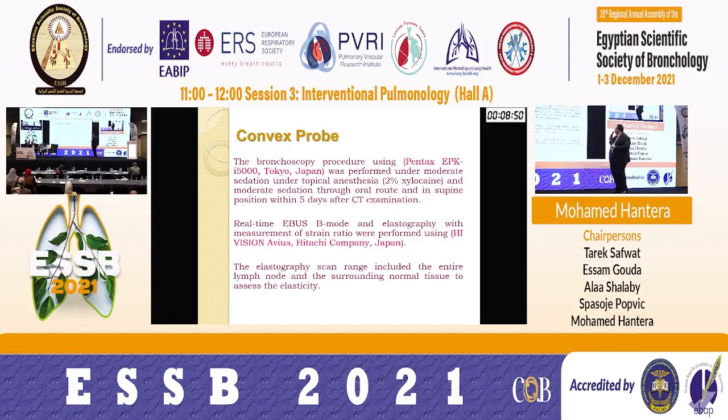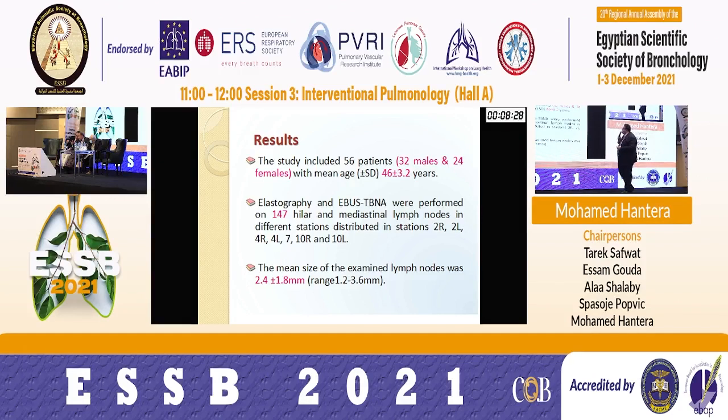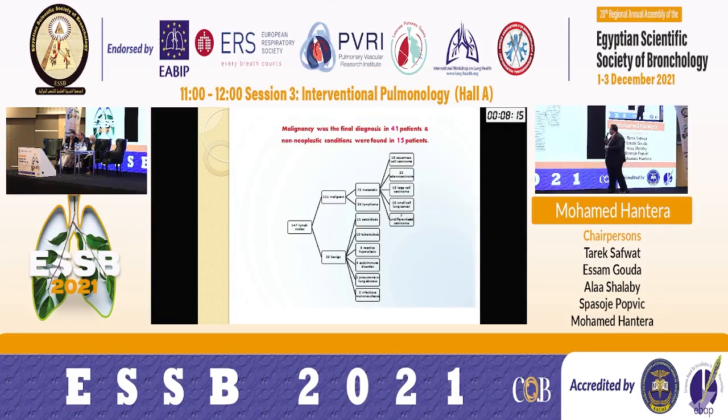We performed the bronchoscopy procedure using the Pentax scope under moderate sedation. Real-time EBUS mode and elastography were used, with measurement of the strain ratio. The elastography scan range included the entire lymph node and the surrounding normal tissue. What we found: the study included 56 patients, 32 males and 24 females. Elastography and EBUS-TBNA were performed on the 147 hilar and mediastinal lymph nodes. The mean size of the examined lymph nodes was 2.4. This is our result: we diagnosed 111 malignant lesions and 36 benign lesions, and most of the malignant ones were metastatic.